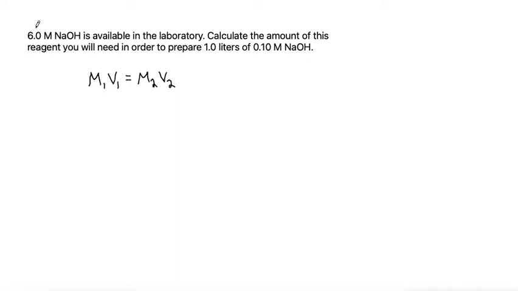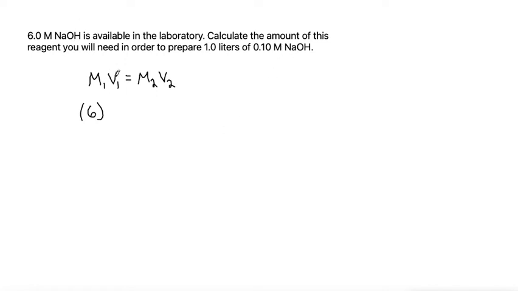So if the 6 molar NaOH is available, we can plug that in for M1. I'm just going to plug it in as the number 6. Since M represents molarity and both of our concentrations are in a unit of molarity, we can just plug them in as numbers because those units will cancel out.